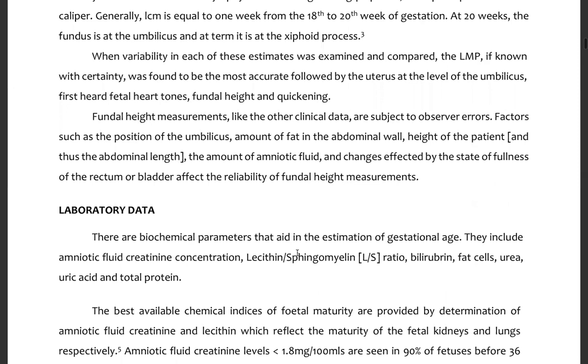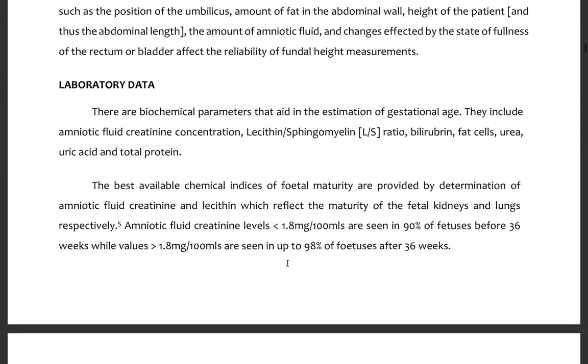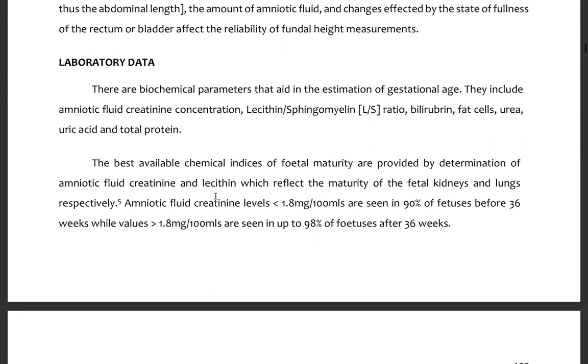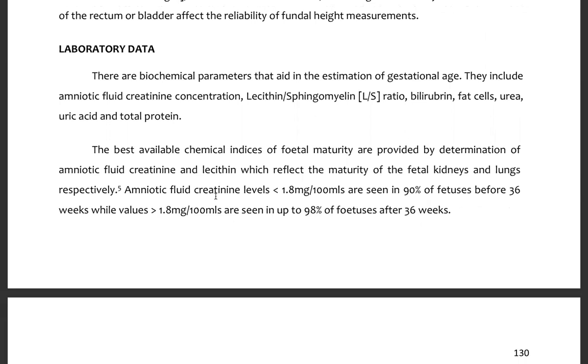And then there are laboratory parameters like lecithin sphingomyelin ratio and amniotic fluid creatinine concentration. So all this requires amniotic fluid analysis. Suppose for any other reason you are doing an amniocentesis, you can just send this lecithin sphingomyelin ratio to accurately guess the gestation. That is what it means. It doesn't mean that you have to do an amniocentesis for gestational age assessment.